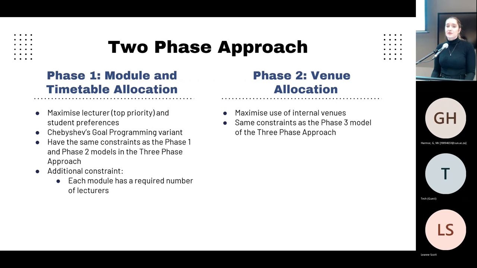Just some examples of what you could do are change when a module was taught, so in which semester, or the structure of classes as previously discussed.